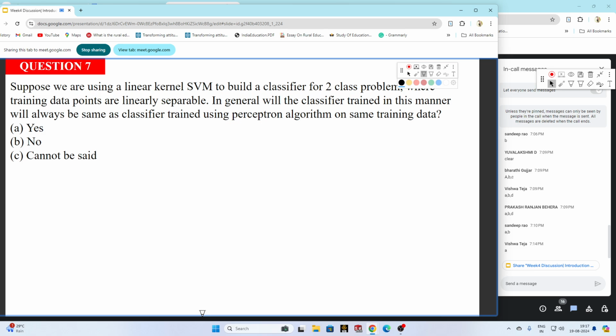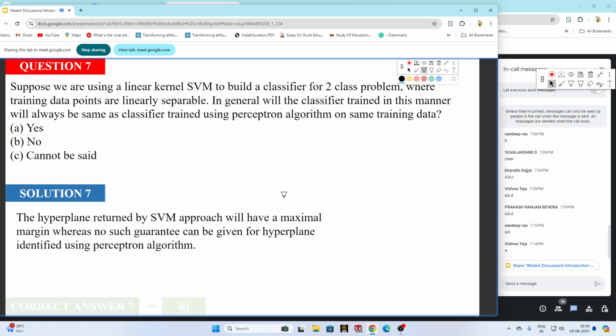So let me move on to the next question. Suppose we are using a linear kernel SVM to build a classifier for a two-class problem where the training data points are linearly separable. In general, will the classifier trained in this manner always be the same as the classifier trained using the Perceptron algorithm on the same training data? So yes or no, or C, cannot be said. Any guesses? Okay, someone is telling A.